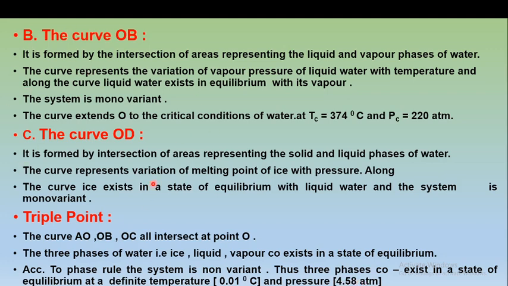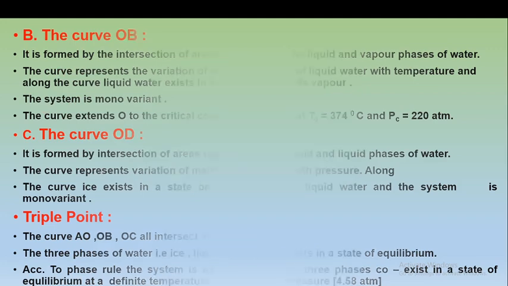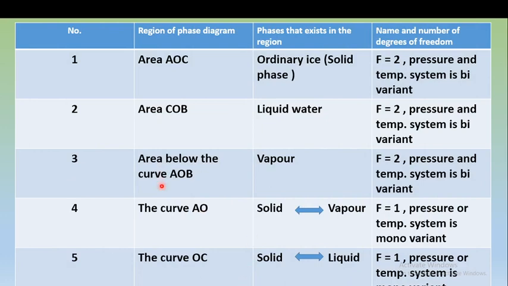So these are the different curves for the water system. So we'll consider now in short the diagram in the form of a table to define the water system. So first one, that is the area AOC. Which phase is involved in area AOC? Area AOC involves only ordinary ice, that is the solid phase. So here the number of degrees of freedom along the area is F is equal to 2, and the system is bivariant, that is the pressure and temperature must be specified.